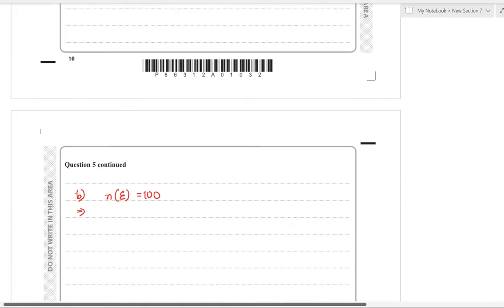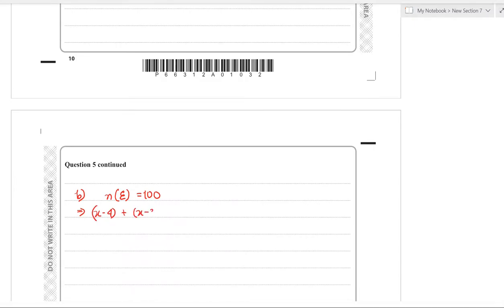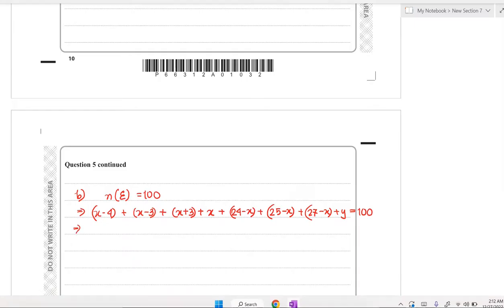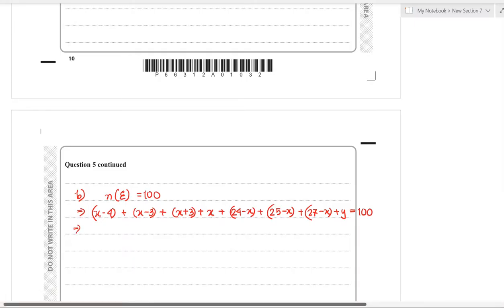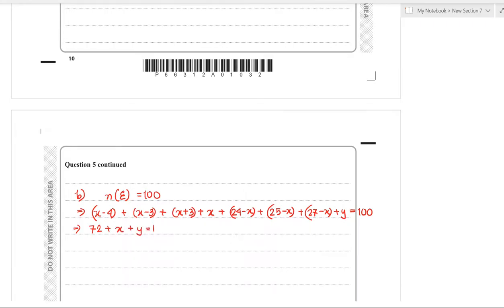So we have X minus 4 plus X minus 3 plus X plus 3 plus 24 minus X, 25 minus X, and 27 minus X, and plus Y equals to 100. Now if you calculate all the numbers together, you're going to be left with 72 plus X plus Y equals to 100.